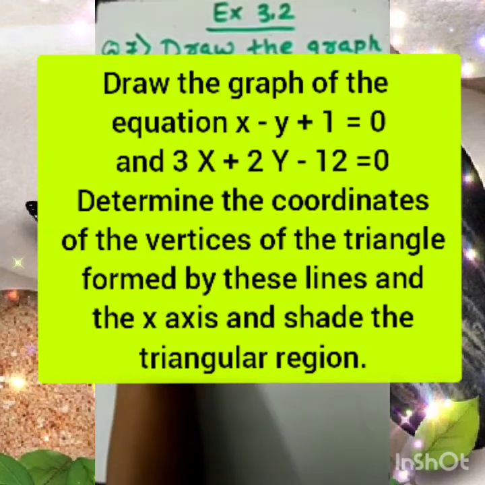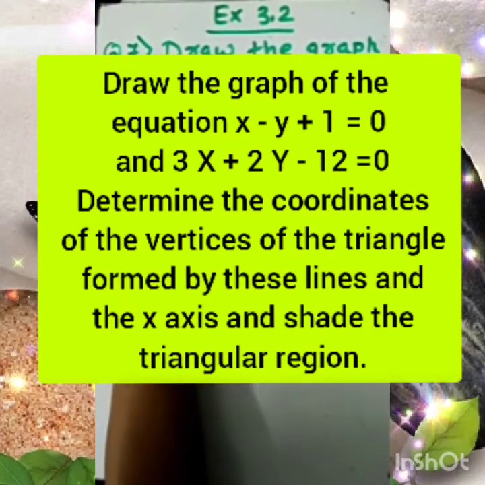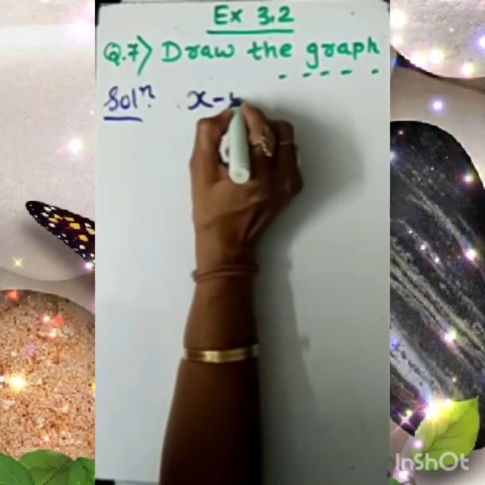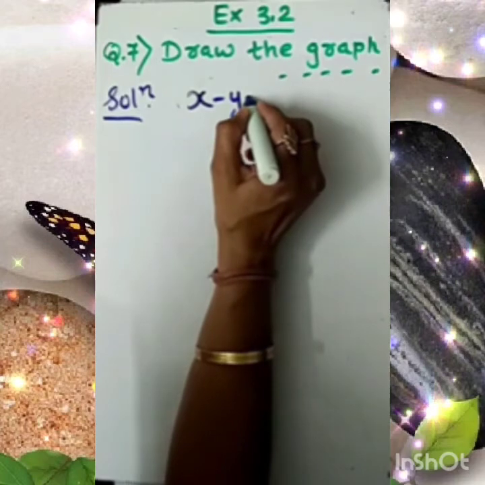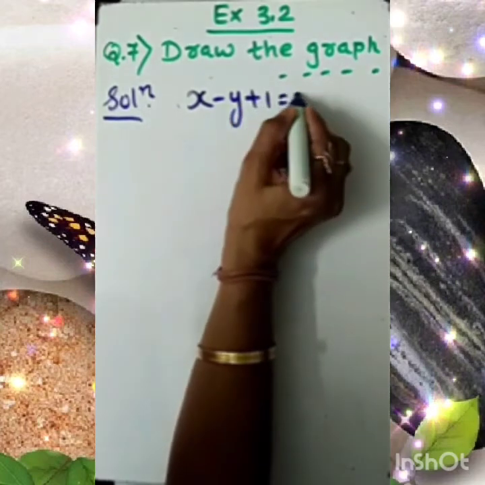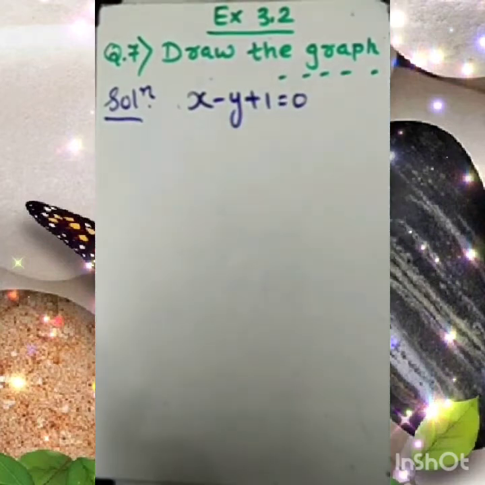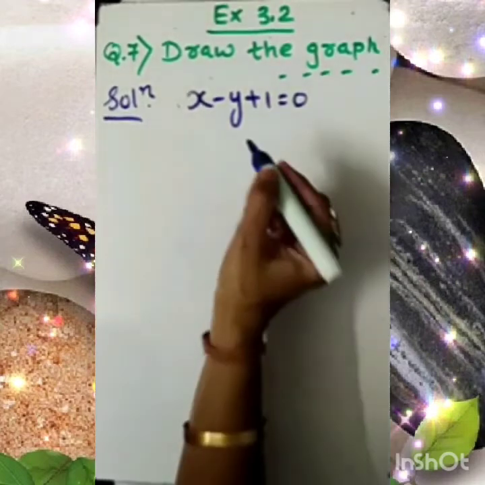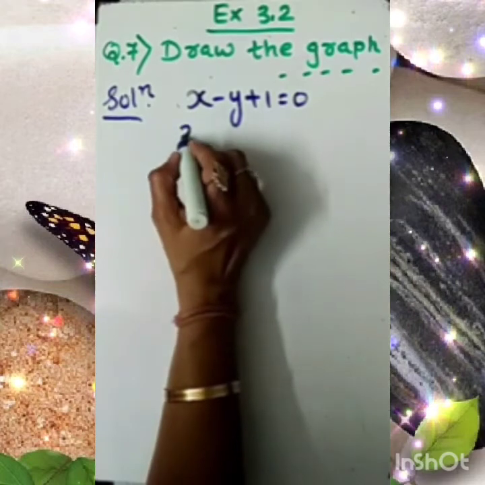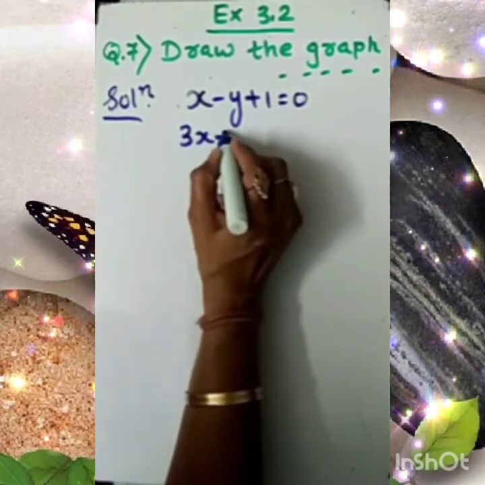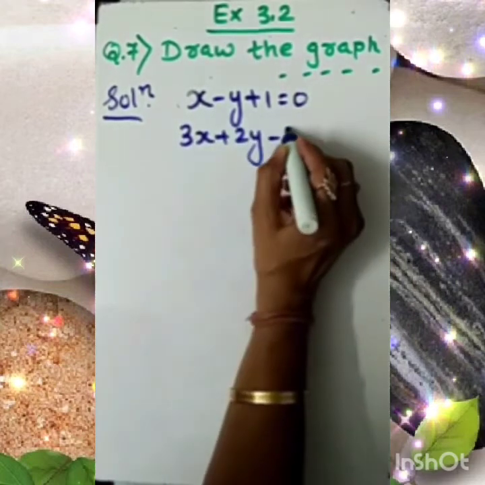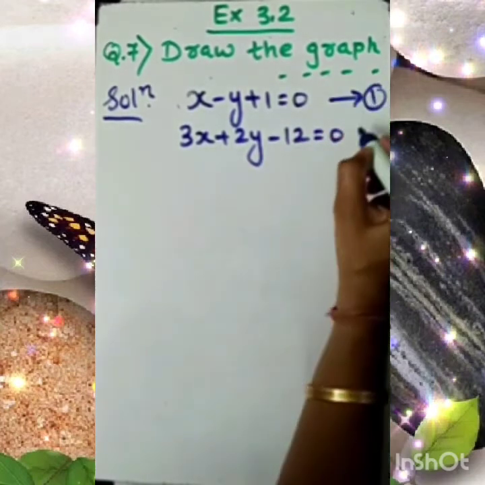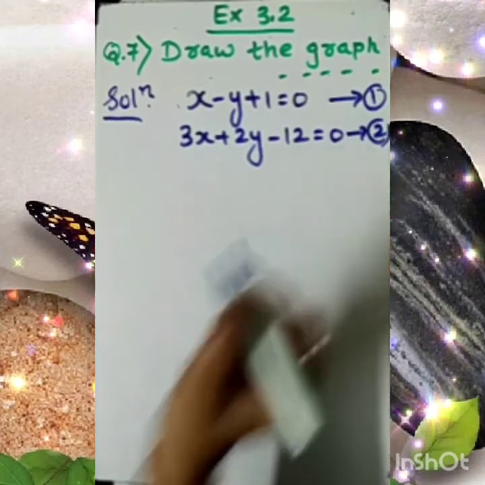So dear students, let's start the solution. What are the linear equations we are given? The first equation is x minus y plus 1 equal to 0. And another equation is also given. Let me write it here: 3x plus 2y minus 12 equal to 0. Let me say this is equation 1 and this is equation number 2.